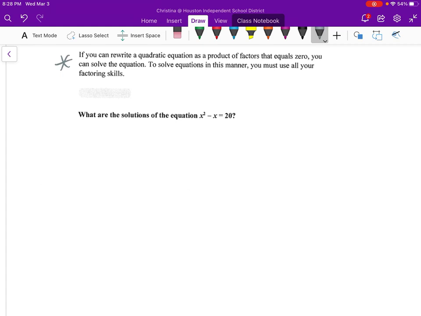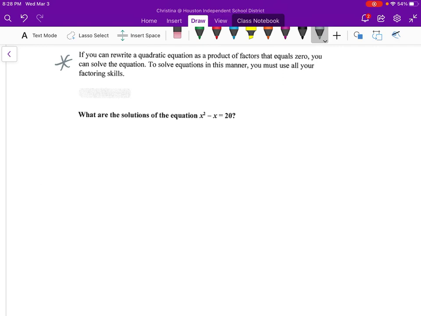If you rewrite a quadratic equation as the product of two factors that equals 0, you can solve the equation. To solve equations in this manner, you must use your factoring skills. So remember that game that we played, the little murder mystery, last week or a couple days ago? That's going to be helpful now. All the factoring review stuff we've been doing, whether it's some kind of game or around the room activity, is going to help us.